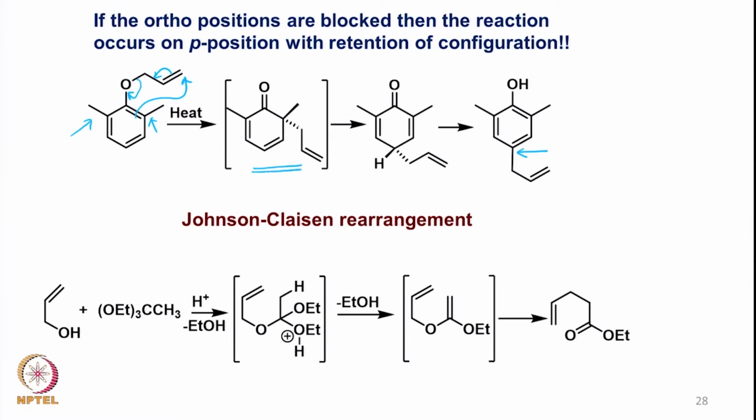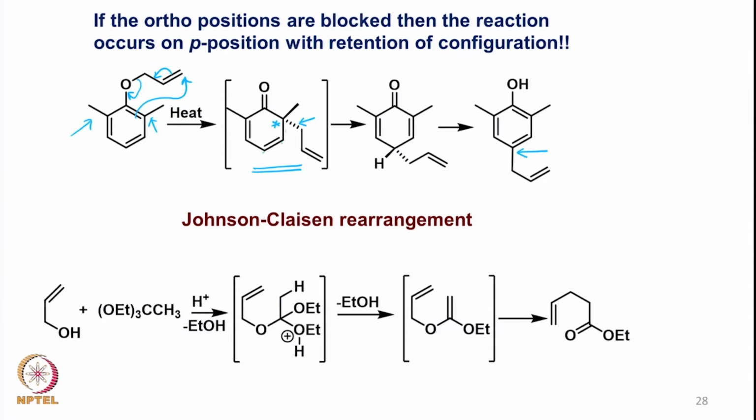Now here for the sake of clarity, it is written that this particular bond is alpha oriented, but it really does not matter. But supposing the product does form where this asymmetric center here has alpha orientation of the allyl group, then it is understood that since it is a Cope rearrangement.